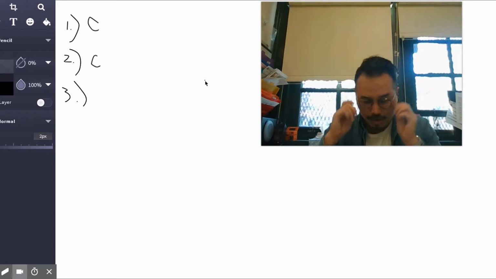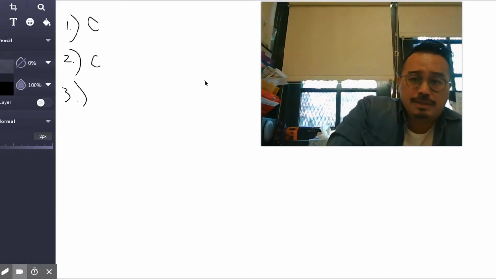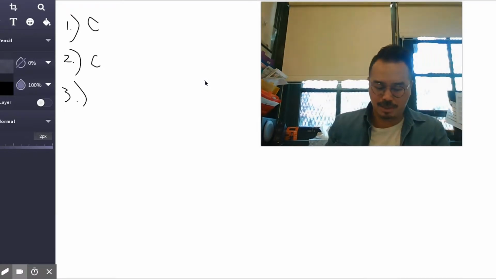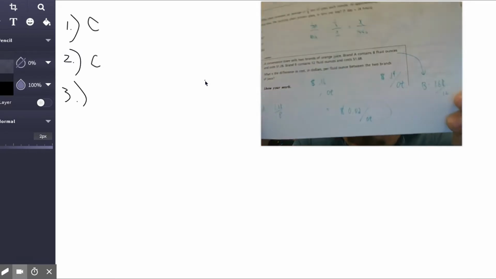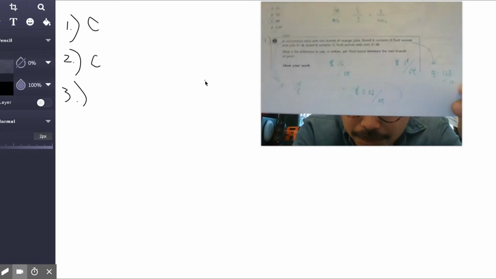Number 3, convenience store. You should set up 2 proportions. That's why these questions, as you see, are day 2, day 3 questions, because these things take a little more time to do. So let me show you the work for 3. I set up 2 proportions.